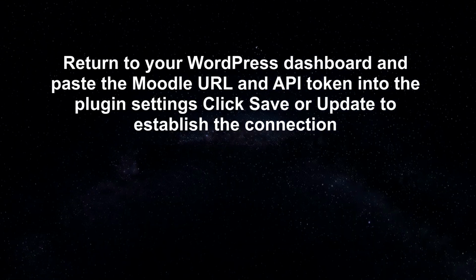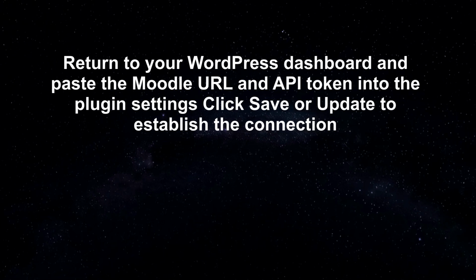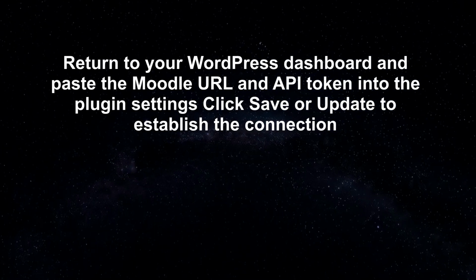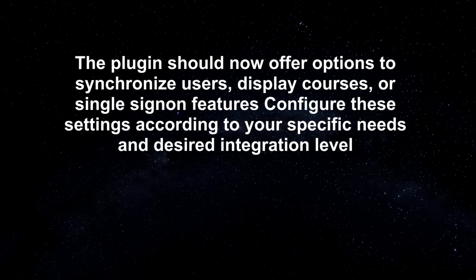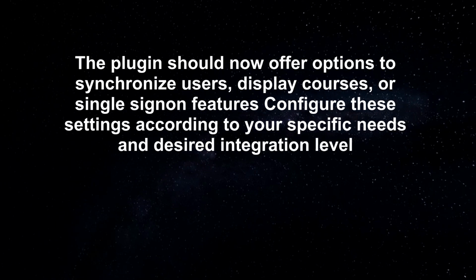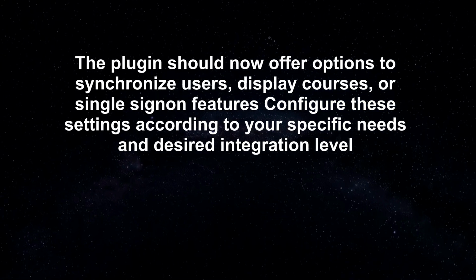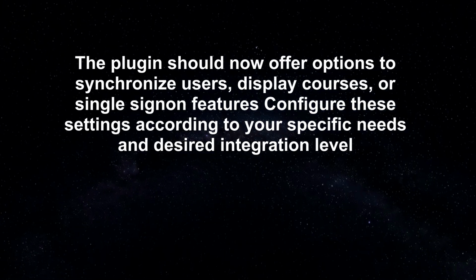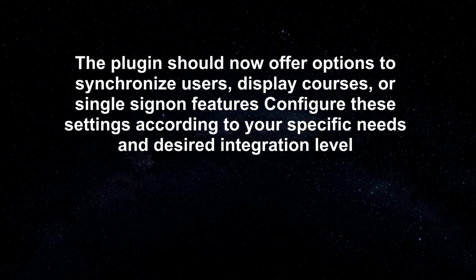Return to your WordPress dashboard and paste the Moodle URL and API token into the plugin settings. Click Save or Update to establish the connection. The plugin should now offer options to synchronize users, display courses, or single sign-in features. Configure these settings according to your specific needs and desired integration level.